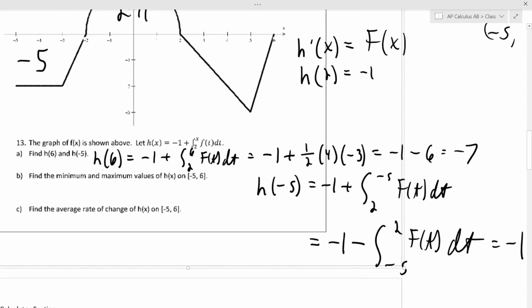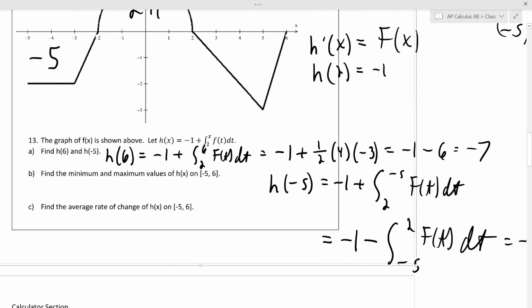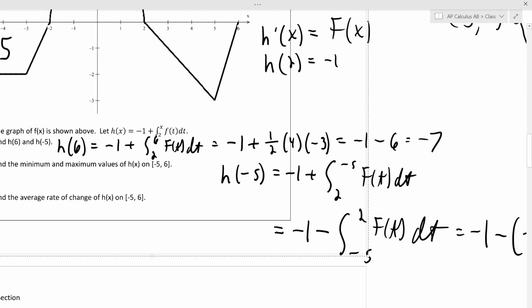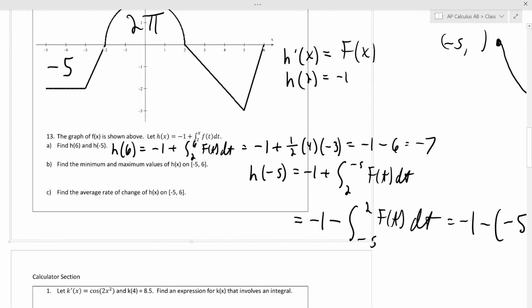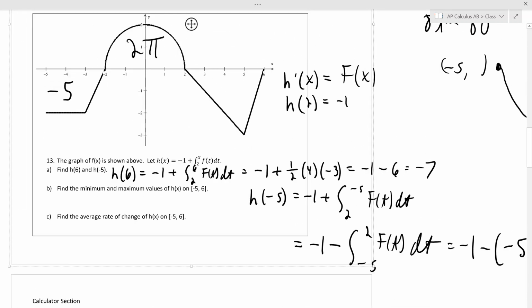Part B says find the minimum and maximum of H on this closed interval. So even though this is a graph and we have some integral function, finding the minimum and the maximum are always the same thing. Find the derivative, find where it's 0, check those values. Okay? So everybody good? I'm going to erase all this other work. I'm out of room. But everybody good? It's happening. No takebacks.